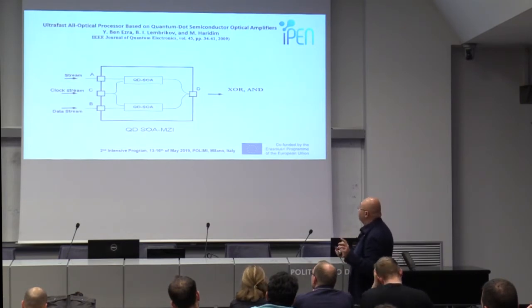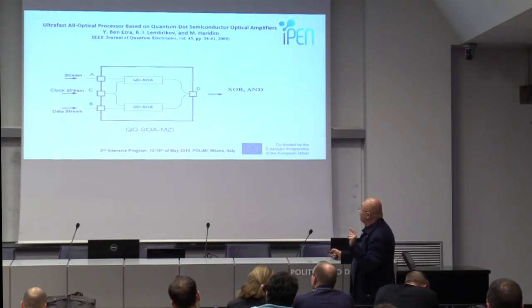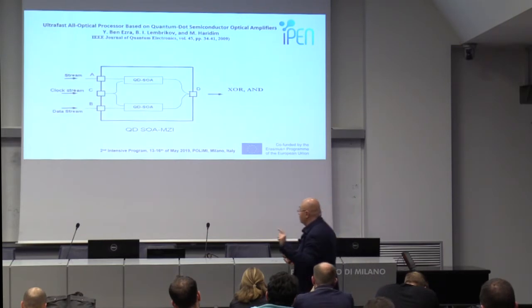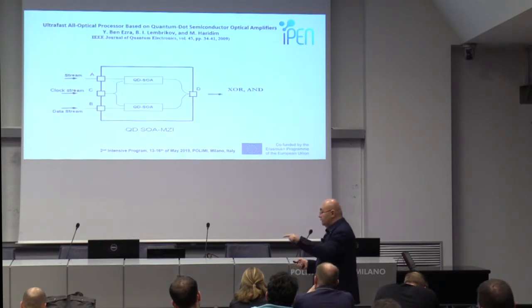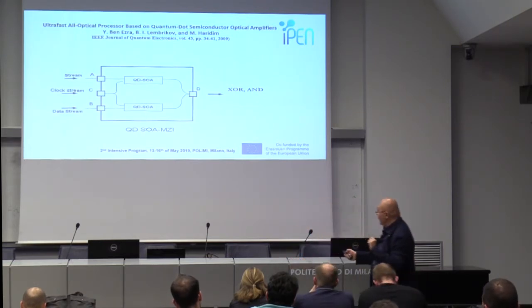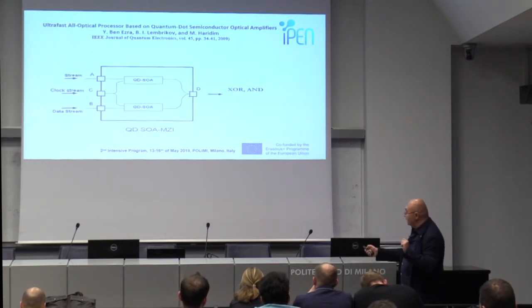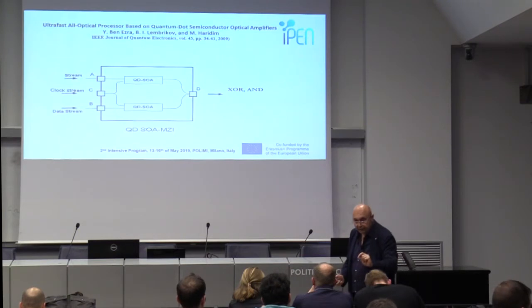I will get 0. So 0, 0 leads to 0. 1 and 1, the interferometer still will be balanced. So 1 and 1 leads to 0. Just in the case 1 and 0 and 1, I will get 1. It is the XOR operation.